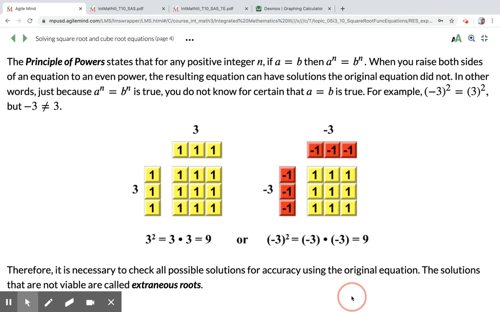Remember extraneous solutions when we did our rational equations? Yes, we can have extraneous roots as well in our square root and cube root equations. So do the math, do the work, but make sure that you double check it, that you plug into the original to check for extraneous solutions.